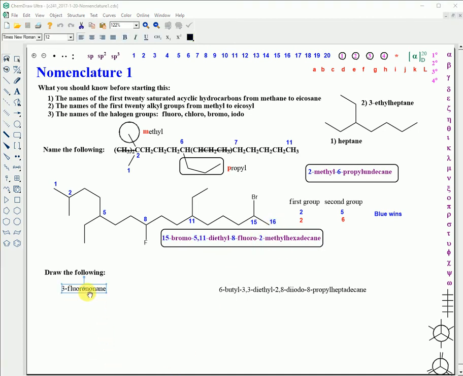Next up, we're going to draw a 3-fluorononane. Start by drawing a 9-carbon chain, nonane being 9. You decide which direction you want to go. Put a carbon 1 there. Put a carbon 3 there. Off of 3, draw a fluorine group.